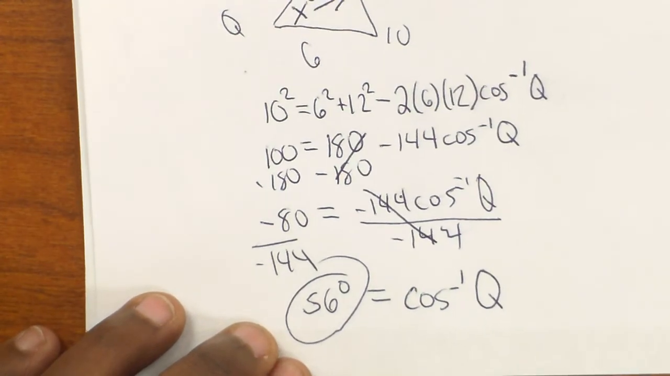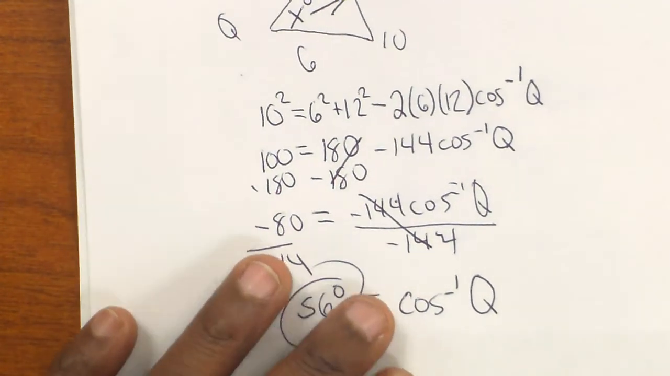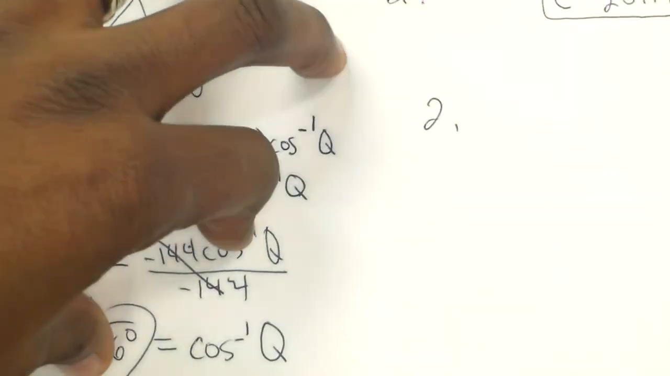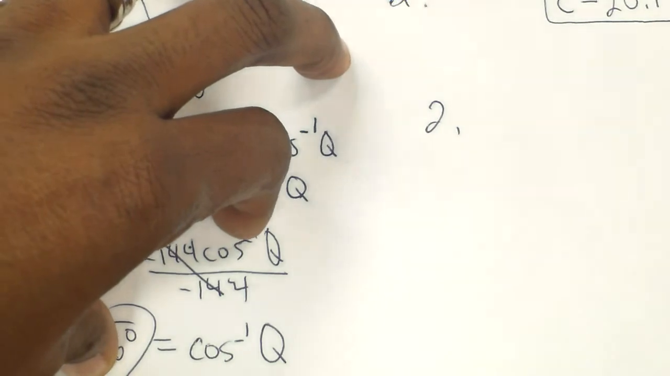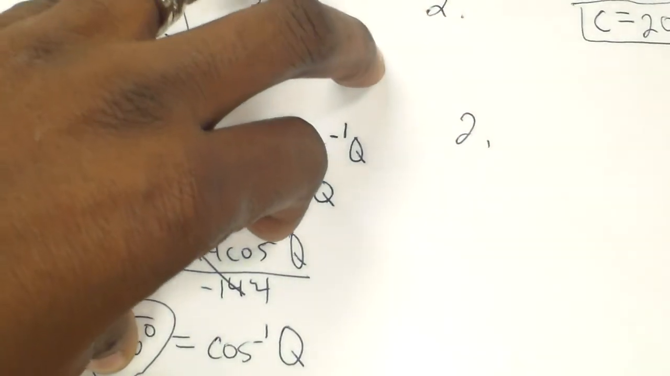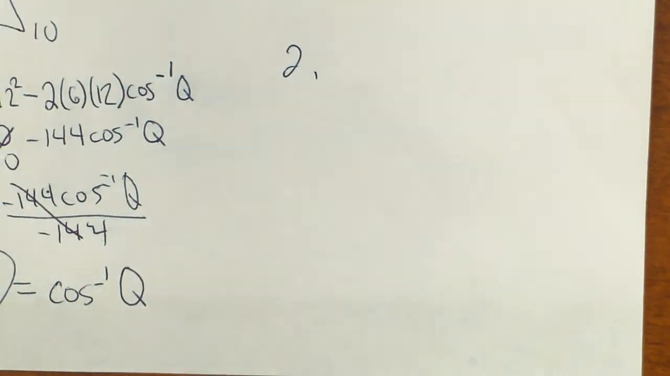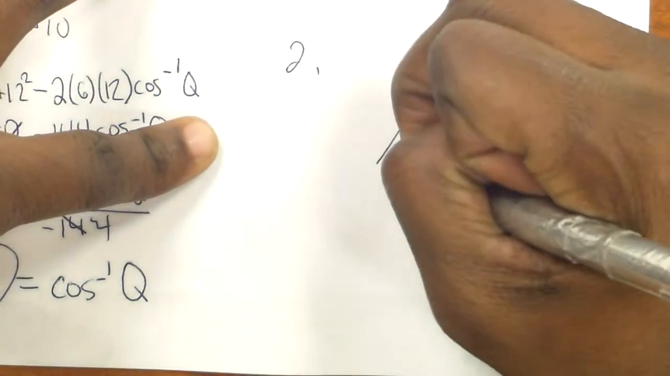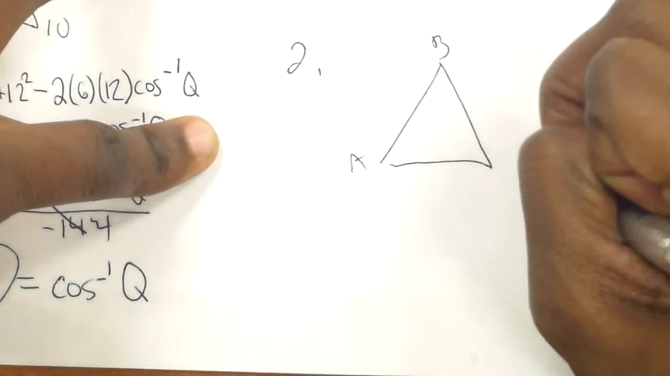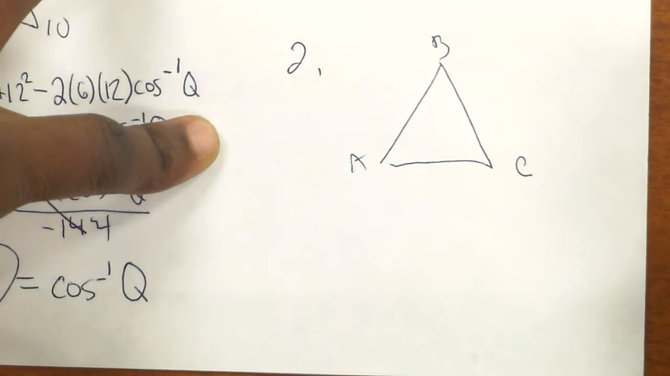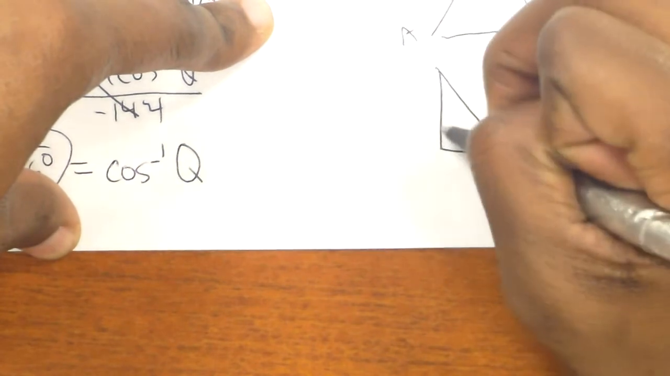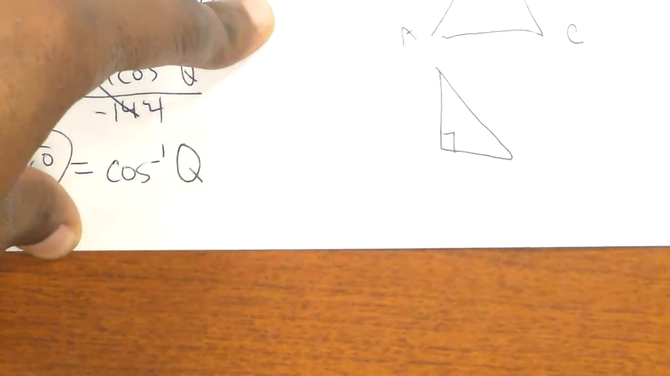Got it? All right. The next problem was number 2 on page, what was it? Hold on. Number 2 on page 580. So it says we have a triangle A, B, and C. Oh, I cannot read. Sorry. It is a right triangle. ABC is a right triangle.